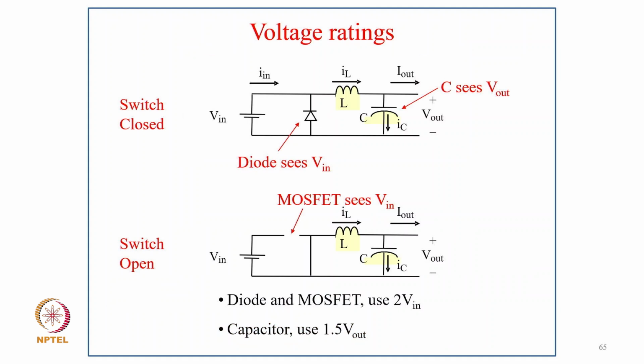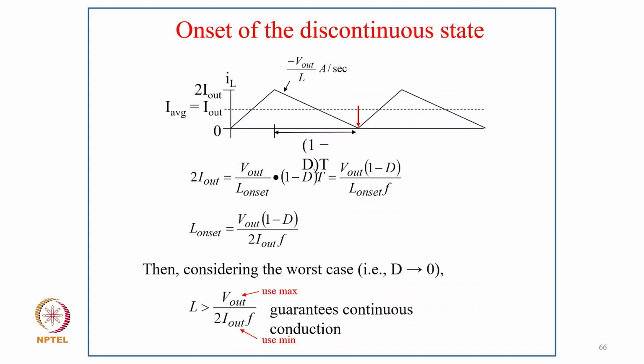Now coming to voltage ratings. If the switch is closed, you can see the circuit and how the current flows in the inductor and capacitor, and the diode sees only V in. When the MOSFET is off, the diode conducts and the switch is open, and you can see the current in the inductor and the capacitor voltage. Diode and MOSFET use 2 V in and the capacitor uses 1.0 V out.